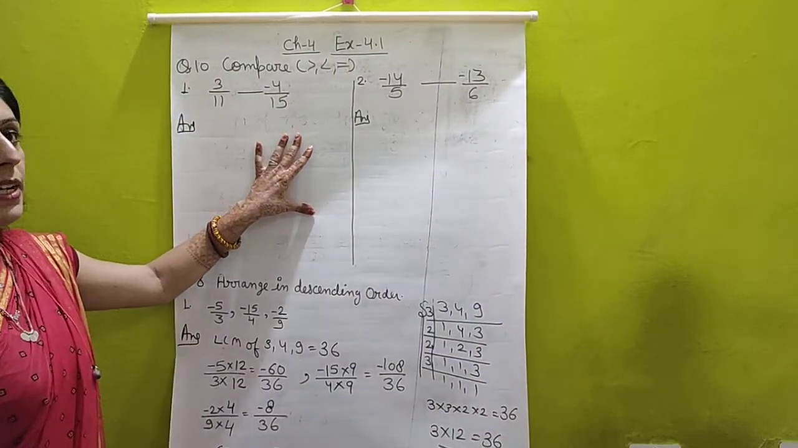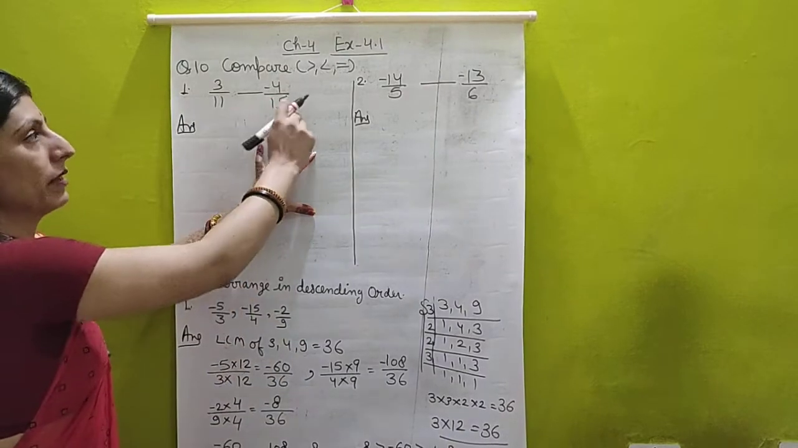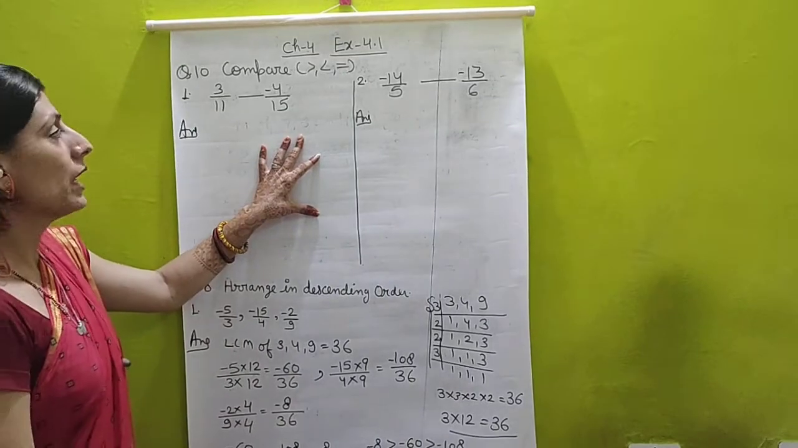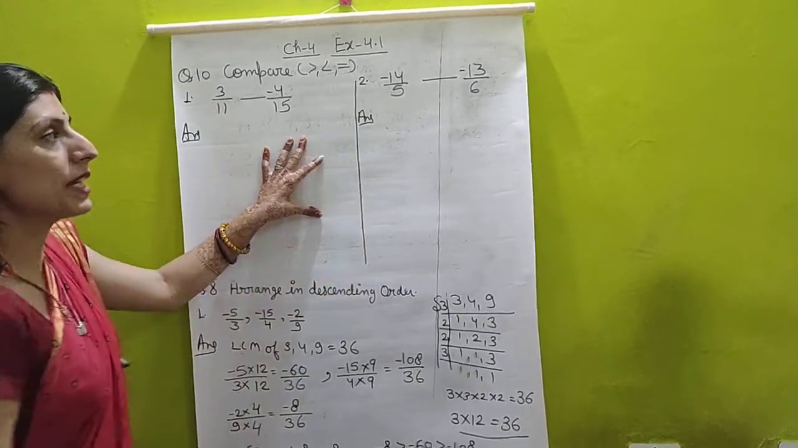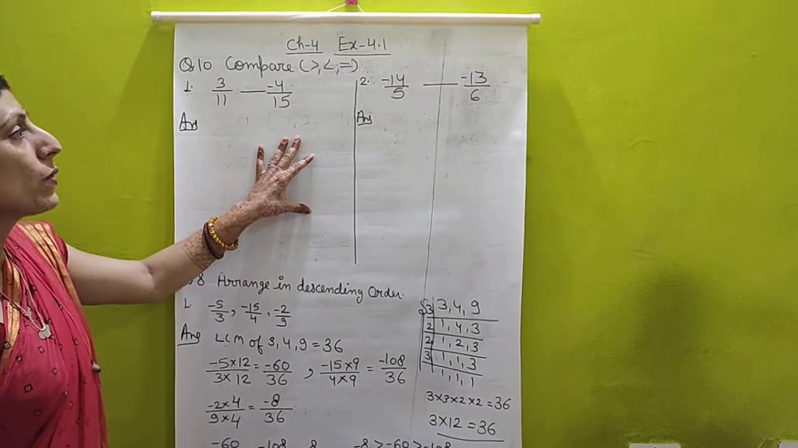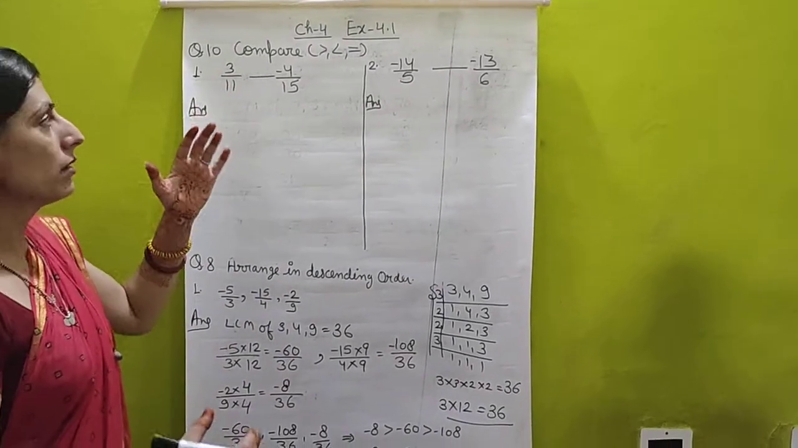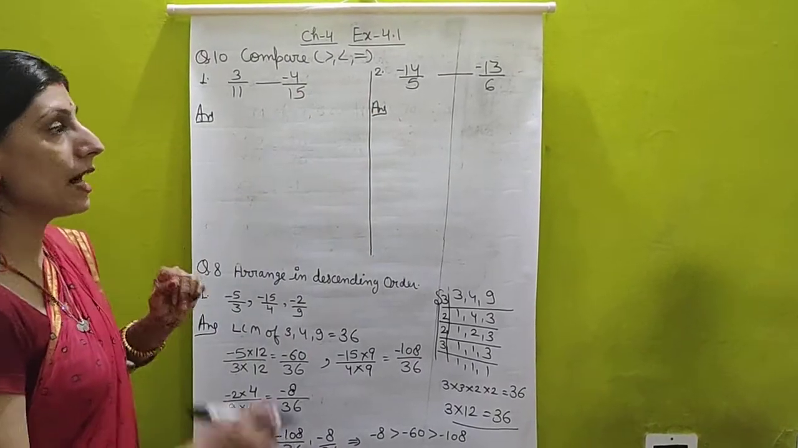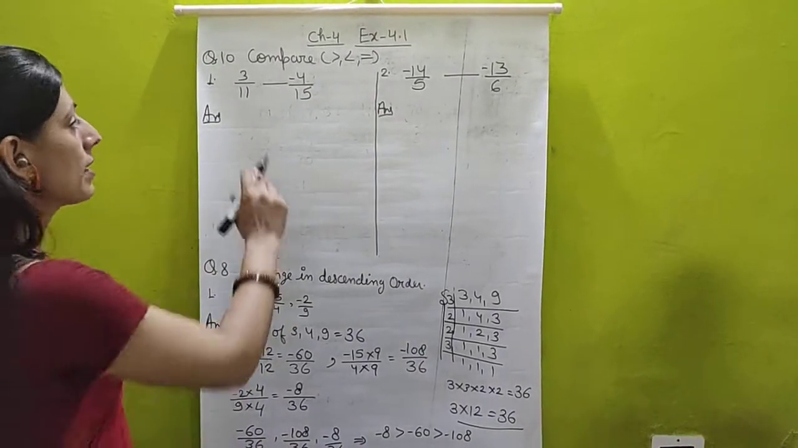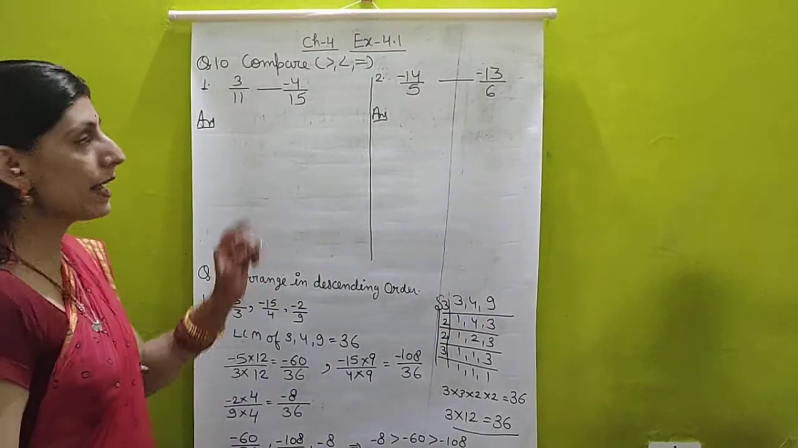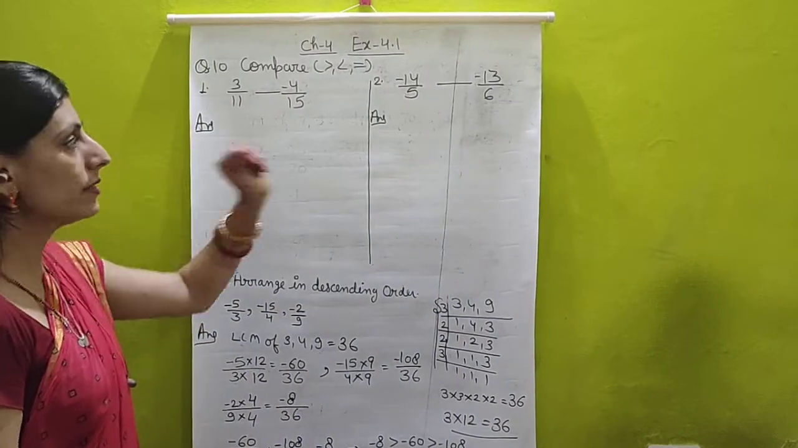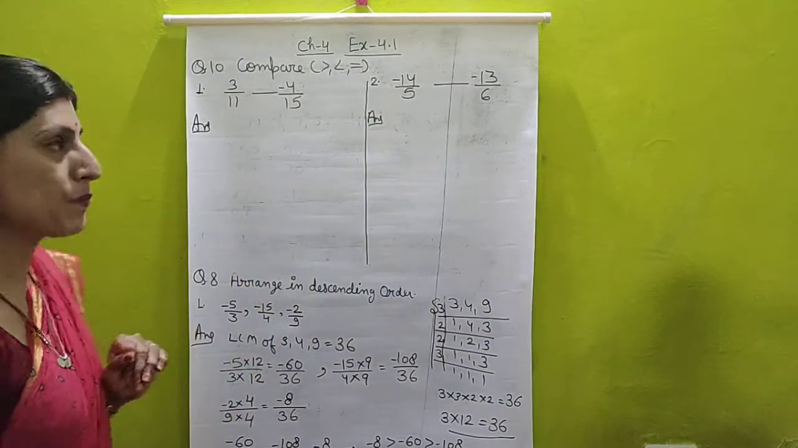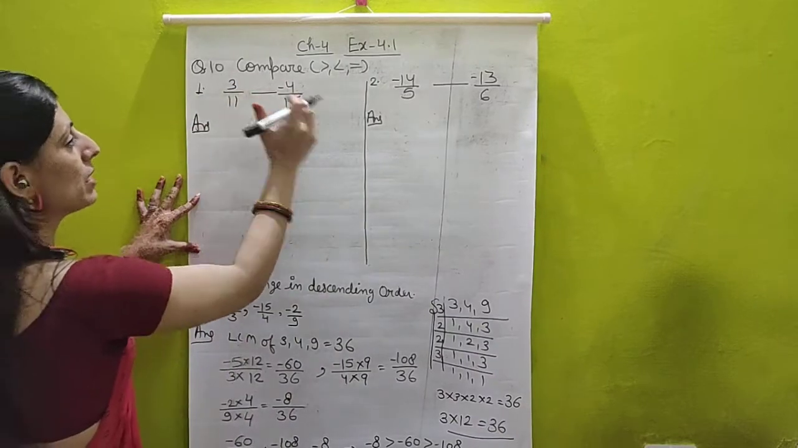Now students, question number 10 is compare. You are to put the sign greater than, less than or equal to here. For this, I am taking two questions. Students, this is a very simple question. We will only cross multiply here. But before solving this question, again we will check our first step, and this is that the denominator should be positive. Here you can see the denominators 11 and 15, 5 and 6, and all are with the positive sign. Now 3 upon 11, minus 4 upon 15.